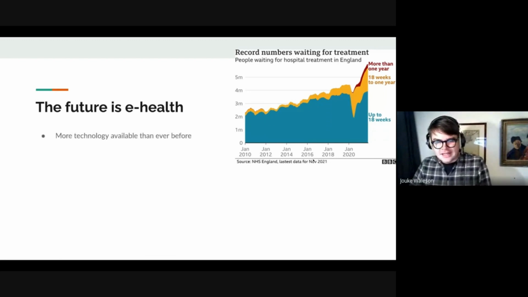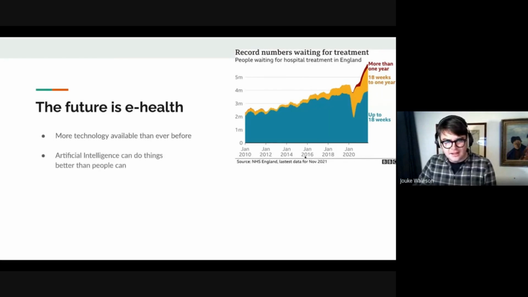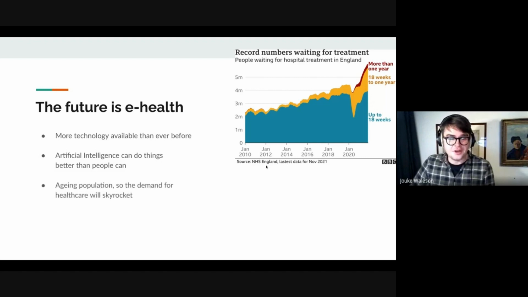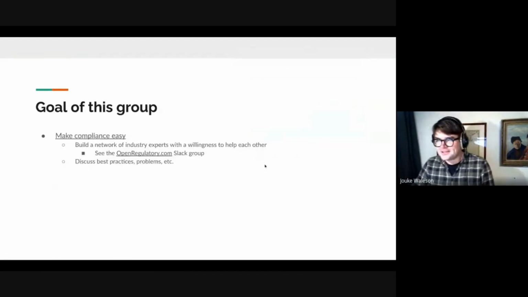I think it's clear that there's more technology in the world than ever before. AI can do a lot of things better than people can, faster, quicker, and more accurate often. So we should use it to flatten this curve. And the aging population is going to be a big problem. So you guys are in a good space. This market is really interesting, and you're actually helping a lot of people. So be proud of that, but it's also very hard.